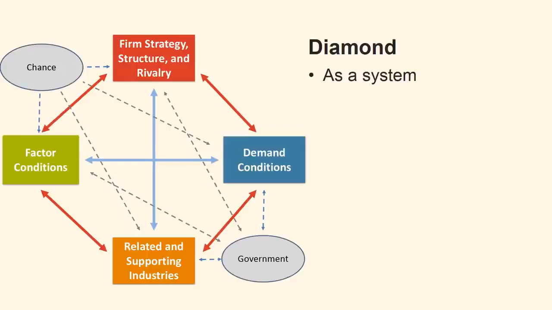The diamond must be seen as a system. The effect of one determinant often depends on the state of others. An example is the German automobile industry, which has national competitive advantage. The industry has 4 major players. These are VW, BMW, Mercedes, and Opel, and they are all placed in the south of Germany.